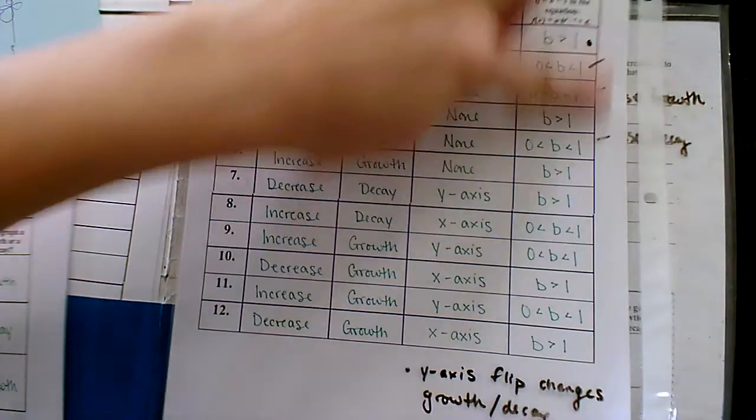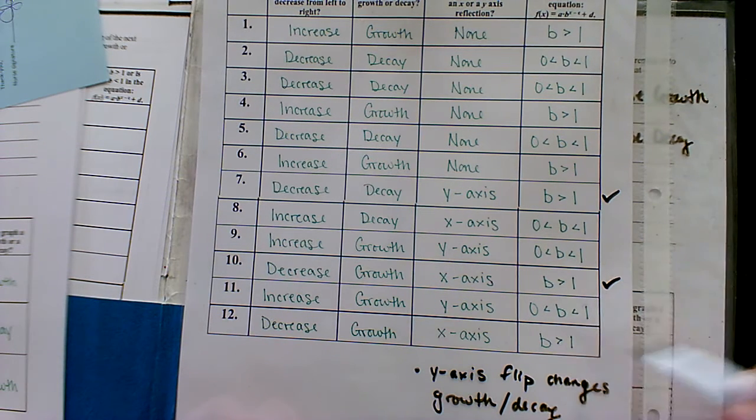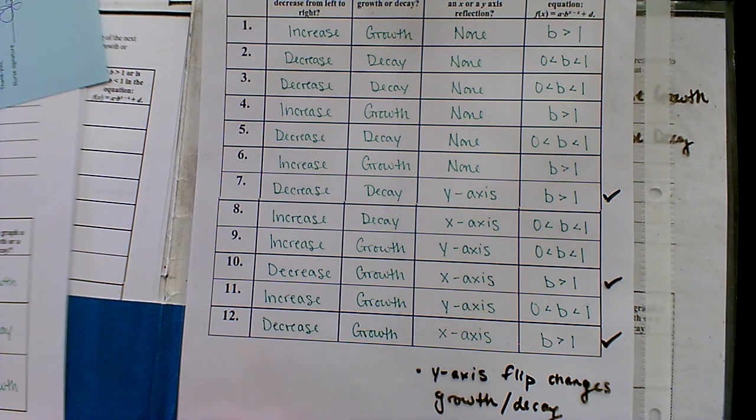All right, so we'll go back to our chart. If I look at base is bigger than 1, I have 3 of them to consider. Can we conclude something about the shape of the graph, either based off of a y-axis or an x-axis flip? Can we make a conclusion from the table?